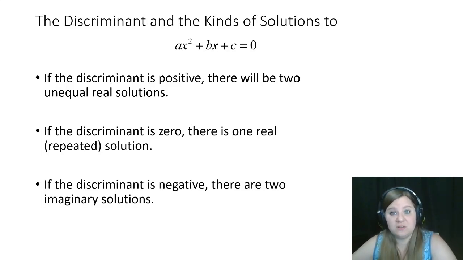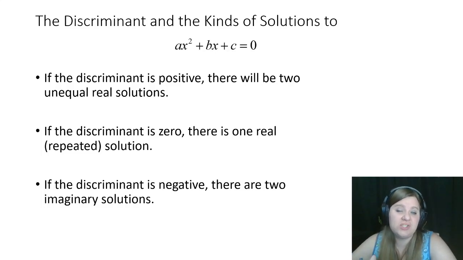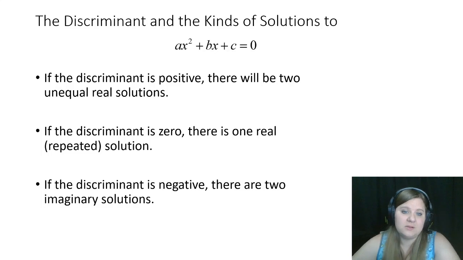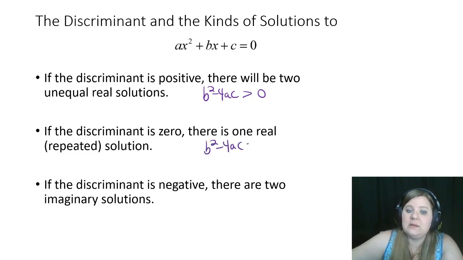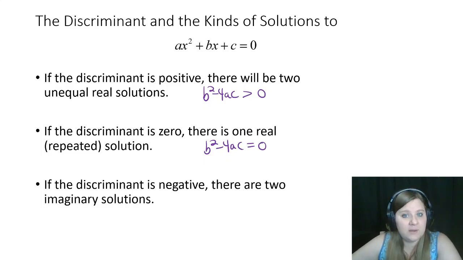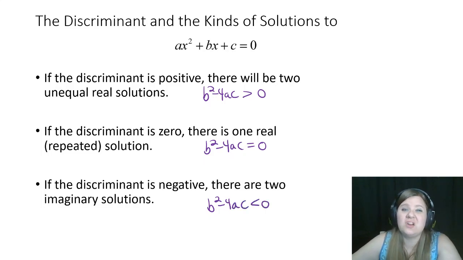So when you're looking at a problem, you'll now know ahead of time what kind of solutions you should be getting. b squared minus 4ac is greater than 0: there are two real solutions that are different from each other. b squared minus 4ac equals 0: there's one real solution. b squared minus 4ac is less than 0: there are two imaginary solutions.